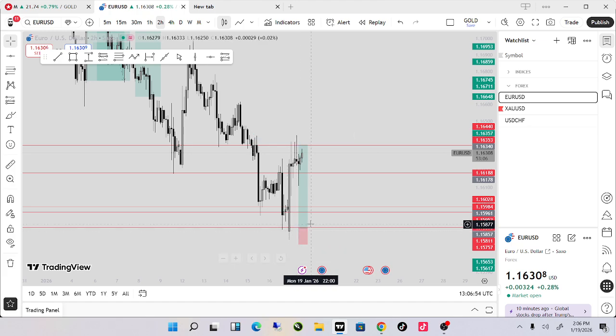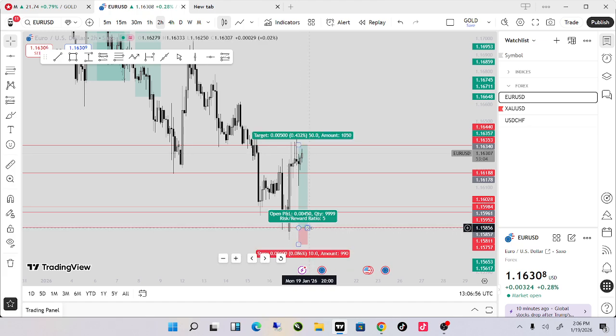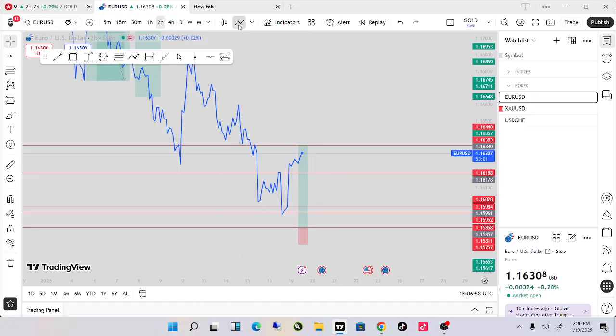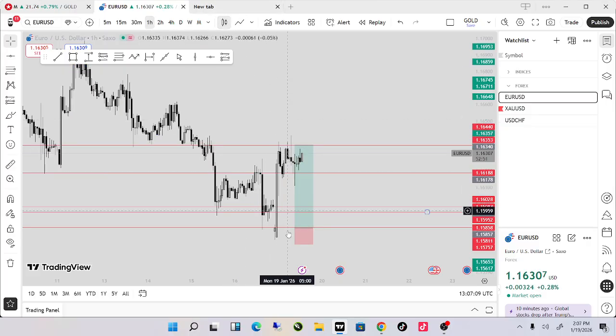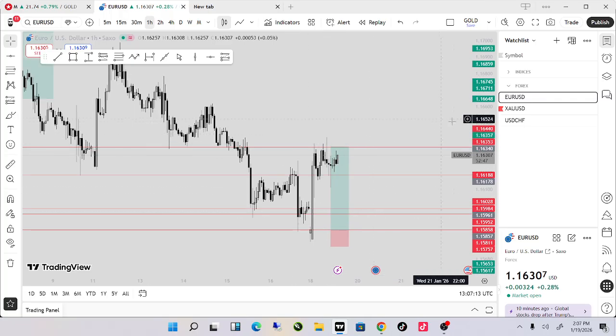Now, I'm still expecting price to react from here. That's what the market actually showed us. And price should also react from here. There's high chances it's also going to react from there as well. But here is still very much valid. So let's be patient enough and see what price is going to do. I'm not going to rush. I'm going to wait for price to come to that level.